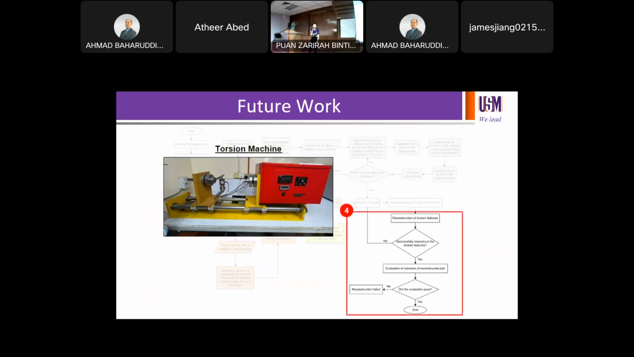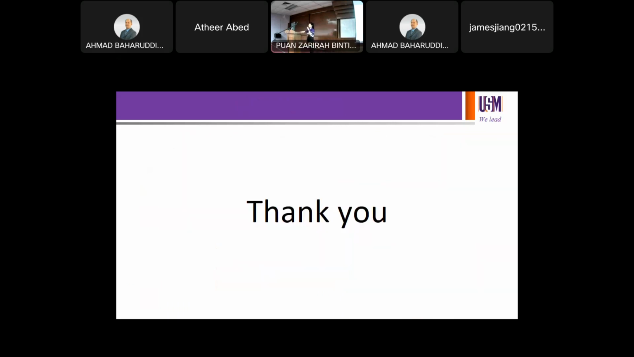After that, I will use the cohesion machine to evaluate the cohesion of the reconstruction object. This is my future work, and also the second objective that I aim to achieve. So that's all for me. Thank you.